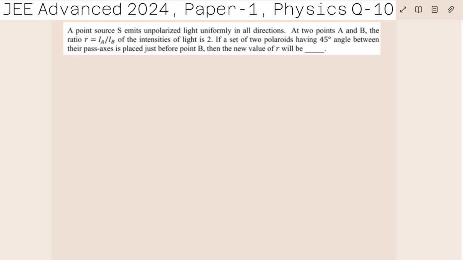Okay, so let's solve this problem. This problem actually came this year in the JEE Advanced Paper 1. So first read the question very carefully. It states that a point source S emits unpolarized light, which is uniformly spread in all directions. Now let's say there are two points A and B, the ratio of their intensity IA over IB is R. Now if we place two polaroids having an angle of 45 degrees between them just before the point B, then what is the value of R?